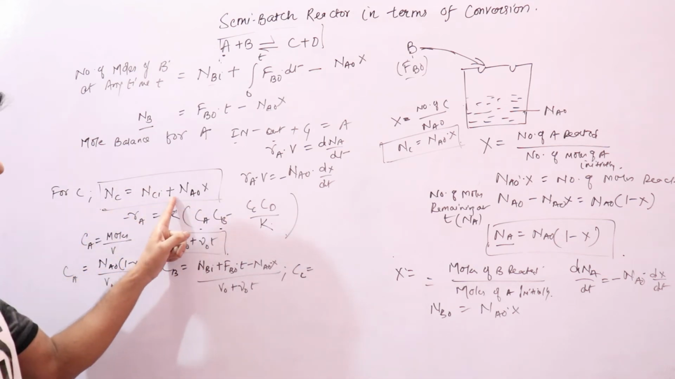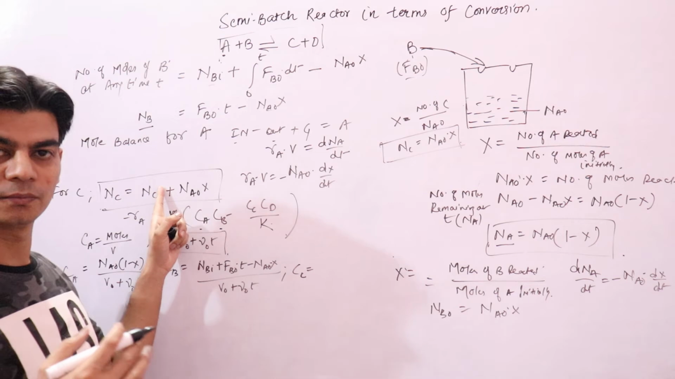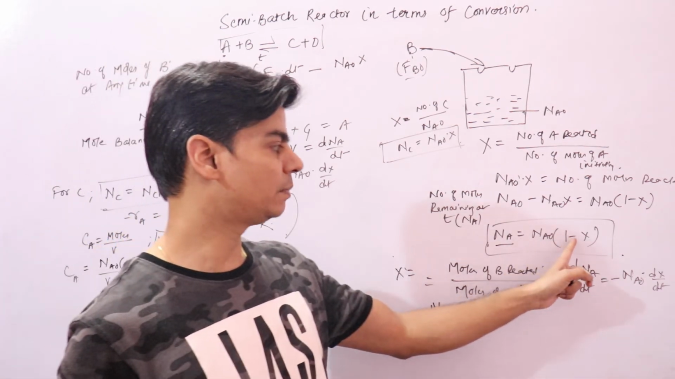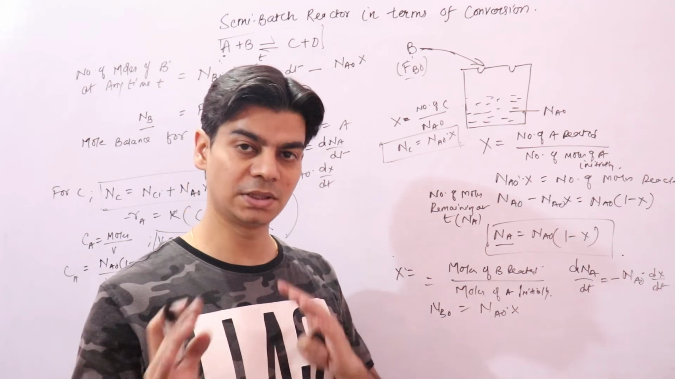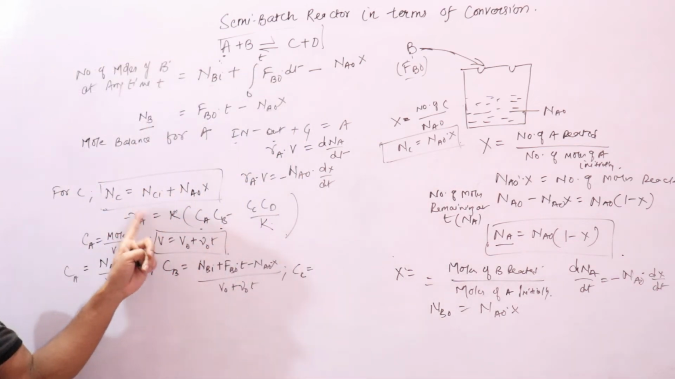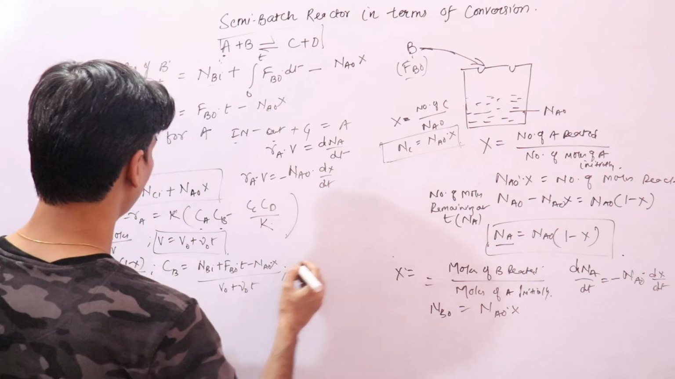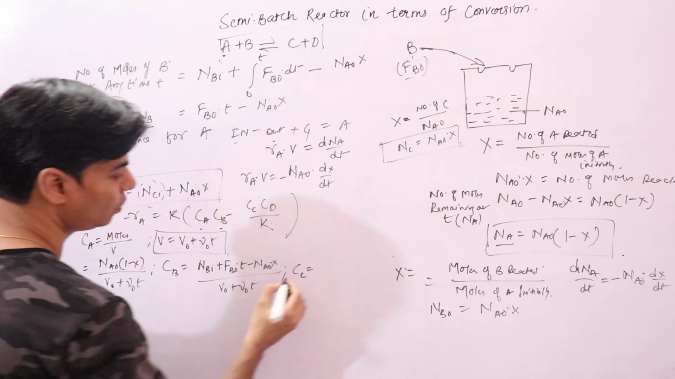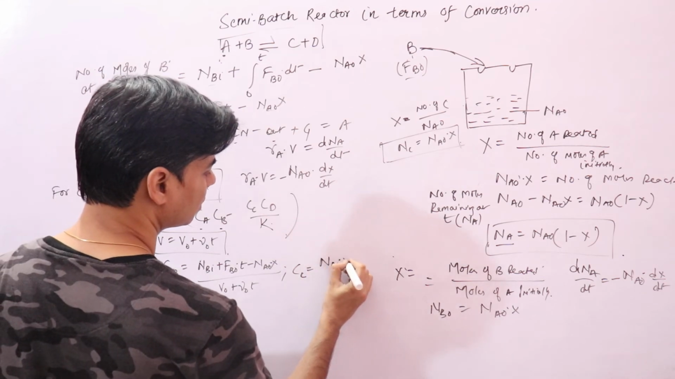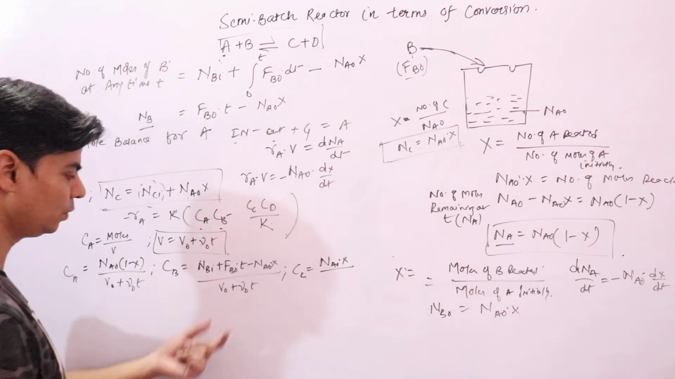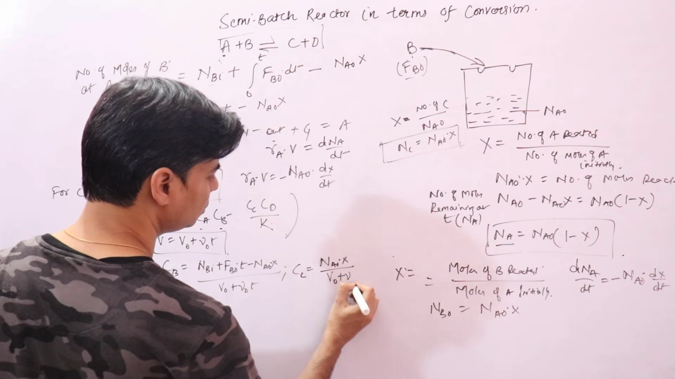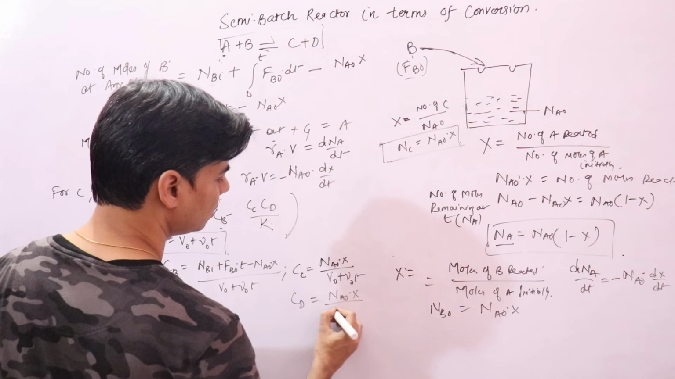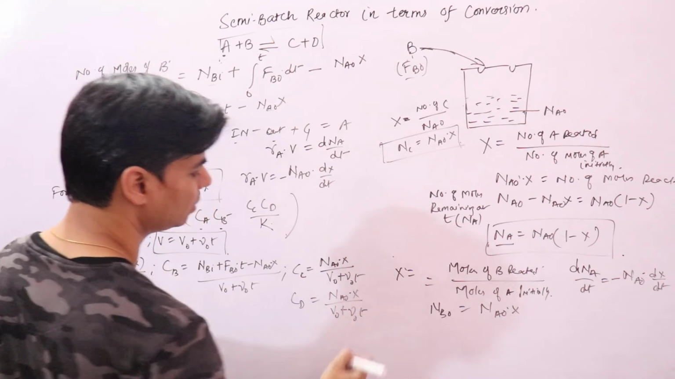For the concentration of C, these are the number of moles of C at any time t. We have a plus sign here. Why? Because the number of moles of C, which is a product, is increasing, so we use a plus sign here. But we used minus for A because the number of moles of A, which is a reactant, is decreasing, whereas that of the product C is increasing. So the number of moles of C initially would be 0, so what remains is Na0 x divided by V, where V is V0 plus nu 0 T. Similarly, Cd would be Na0 x over V0 plus nu 0 T.